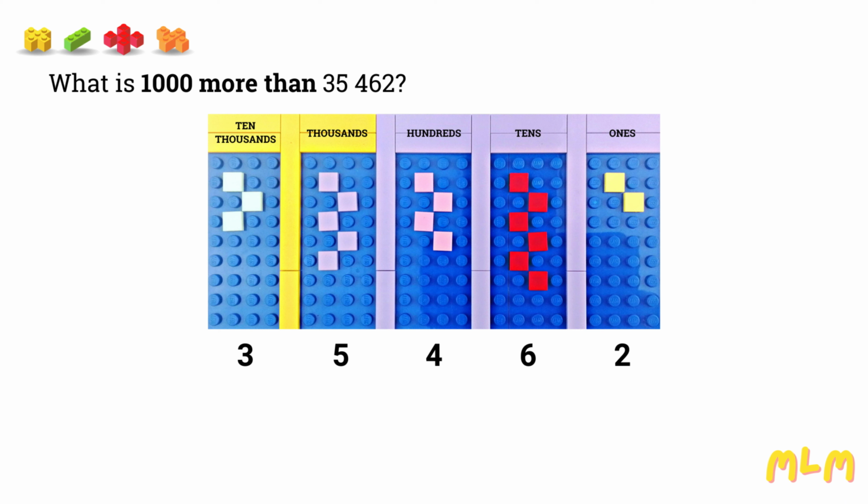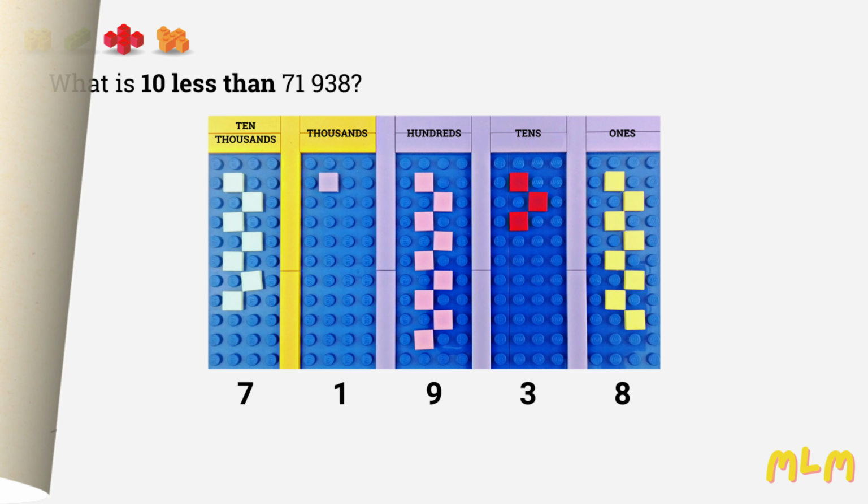Let's do the next example using the same number. What is 1,000 more than 35,462? Let's add one LEGO dot on the thousands column. 1,000 more than 35,462 is 36,462.